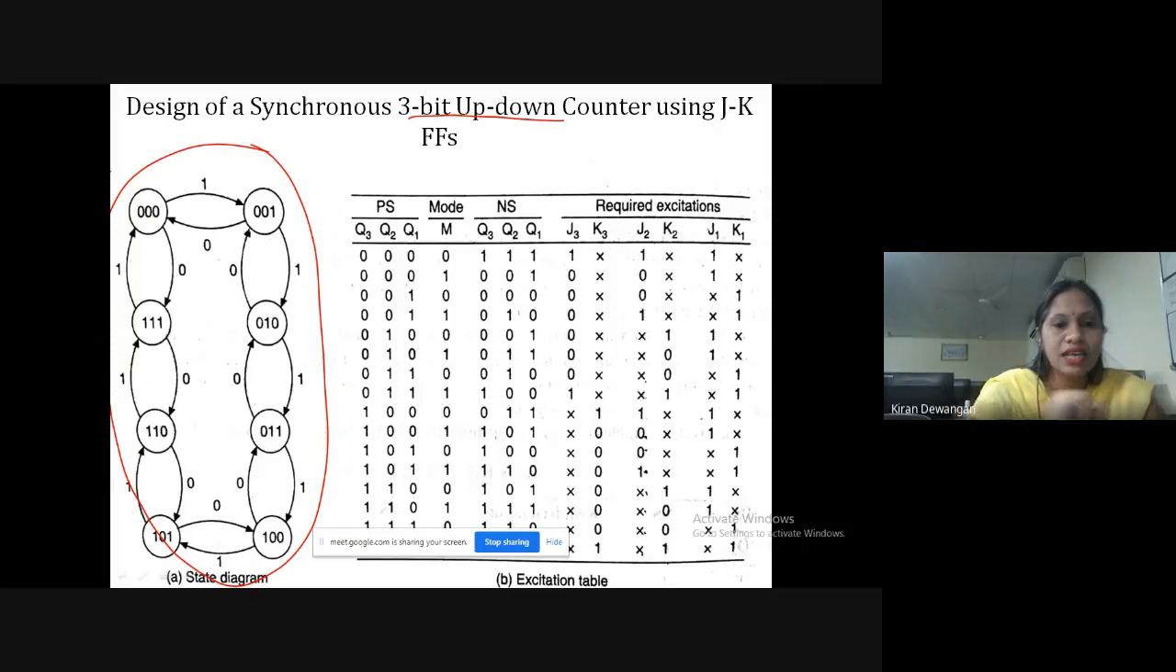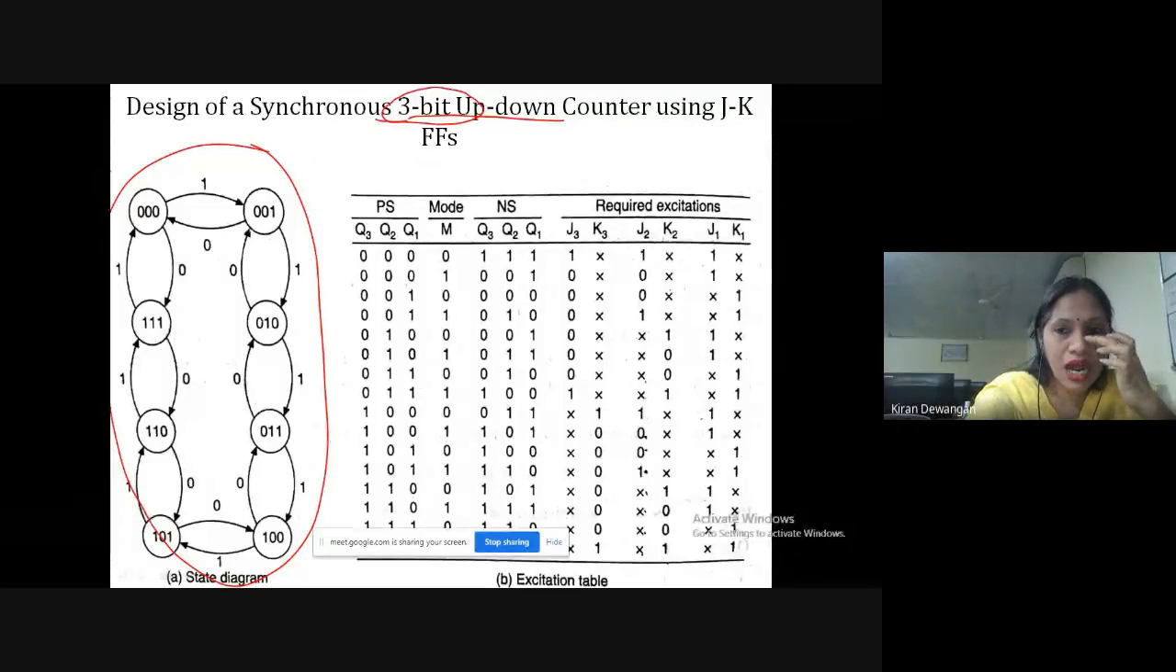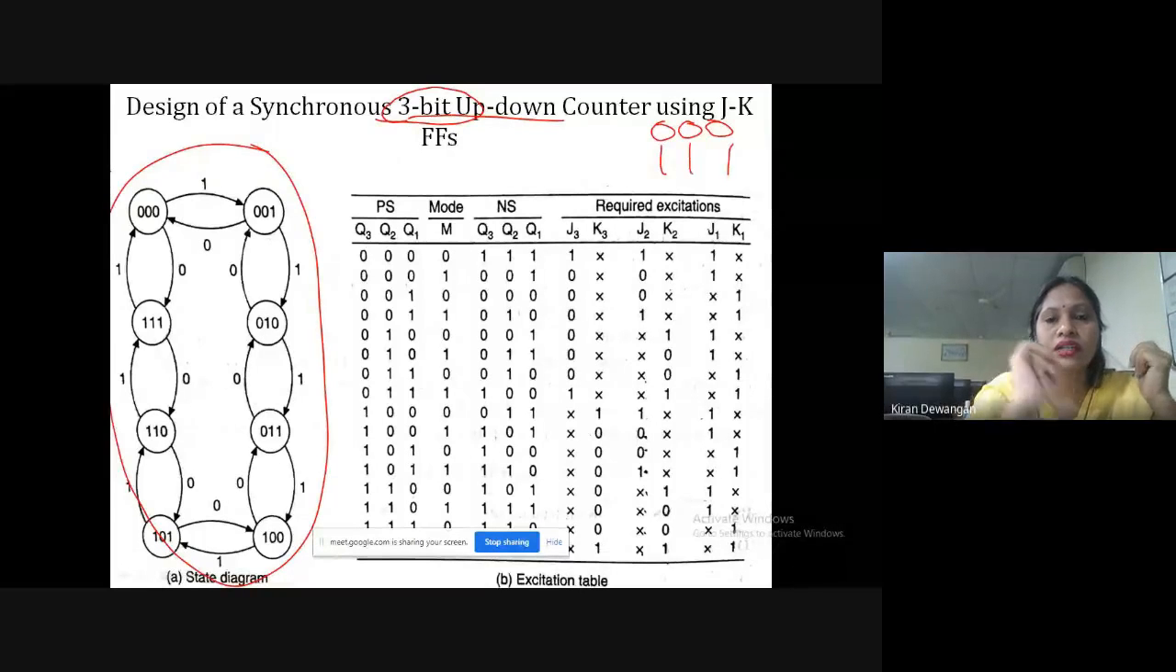This is your complete state diagram. Now what are we doing? We are making use of 3-bit. When we start with 3-bit, definitely it will start with 0, 0, 0 and it will end up to 1, 1, 1. So how many states are there from 0, 0, 0 to 1, 1, 1? Yes, tell me. How many states are there from 0, 0, 0 to 1, 1, 1?